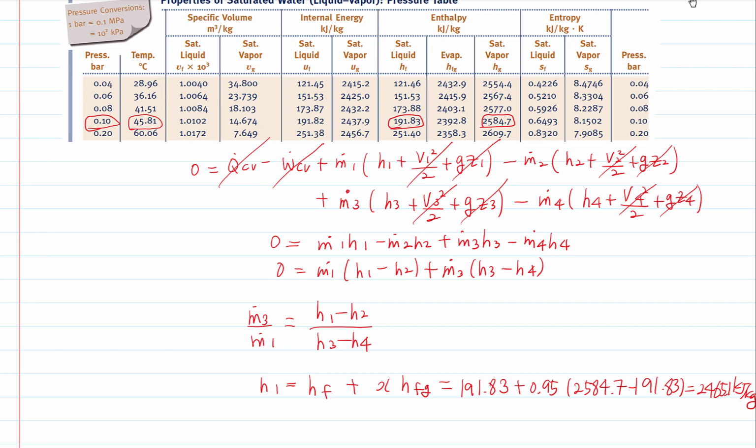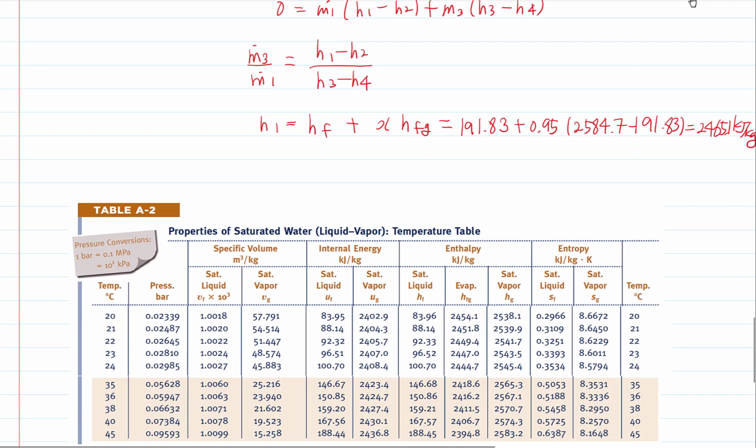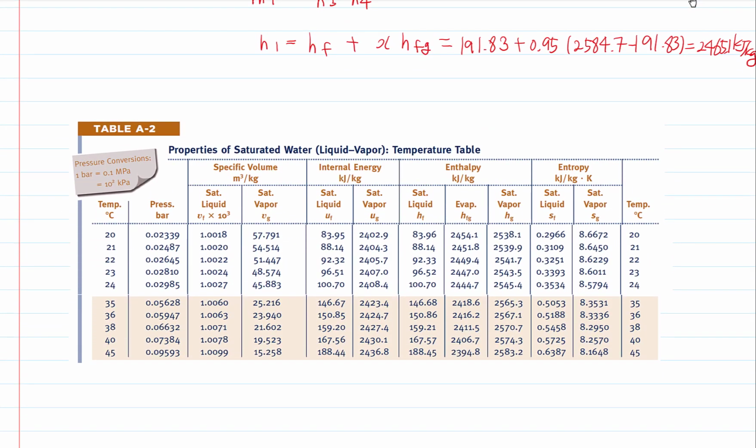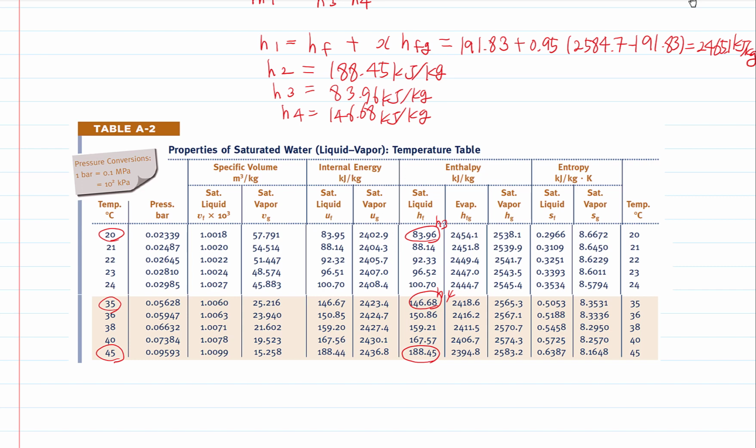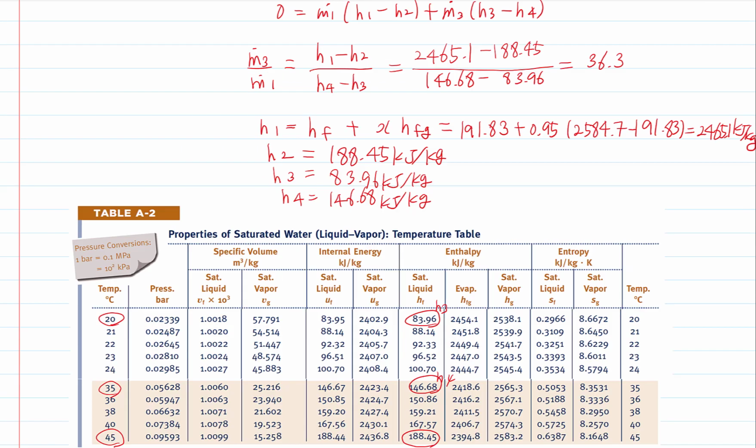Since the property is a strong function of temperature, not pressure, we are going to use table 8.2. At a temperature of 45 degrees Celsius, the enthalpy for the saturated liquid is 188.45, so that is H2. We also need to determine the enthalpies at locations 3 and 4. We know they are in the liquid phase, at 20 degrees Celsius and 35 degrees Celsius, and we approximate them as saturated liquid. At 20 degrees Celsius, this is H3, and at 35 degrees Celsius, H4. The ratio of the mass flow rate of the cooling water to the condensing steam is 36.3.